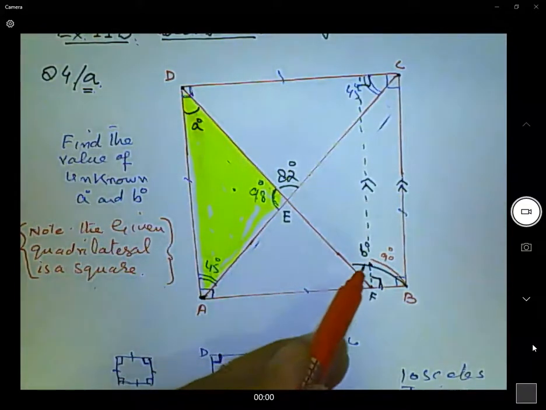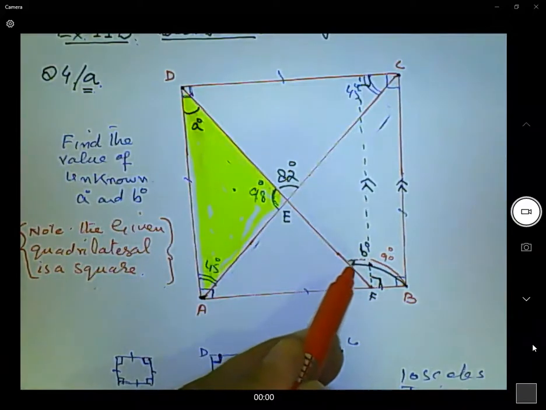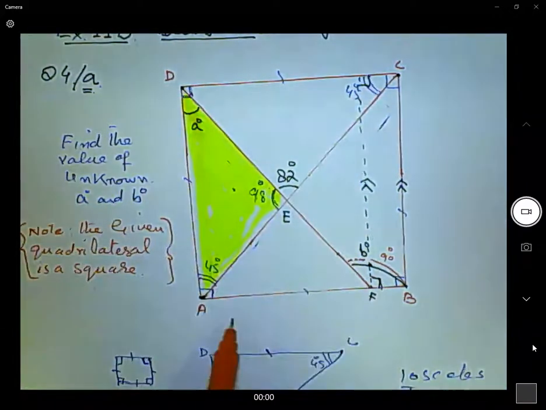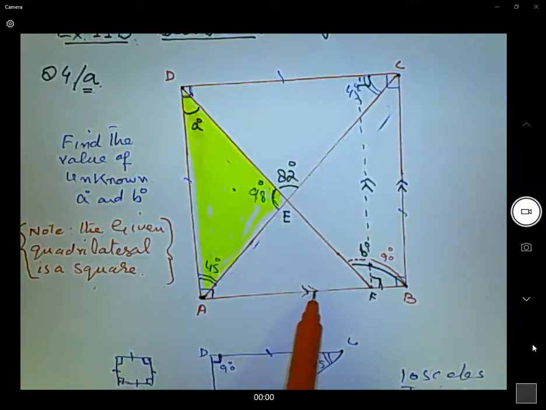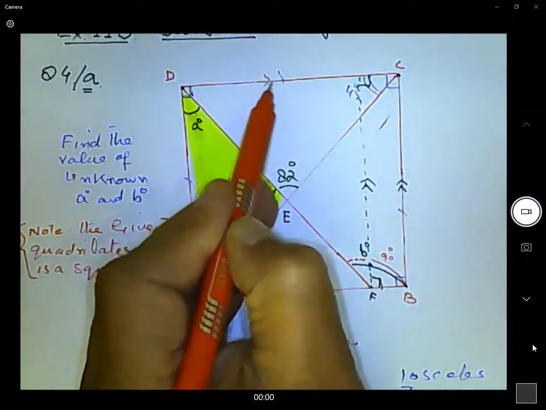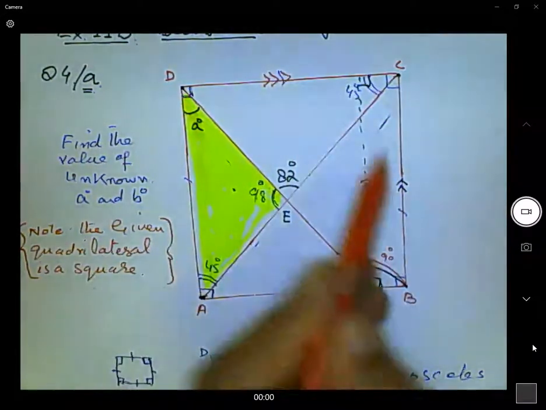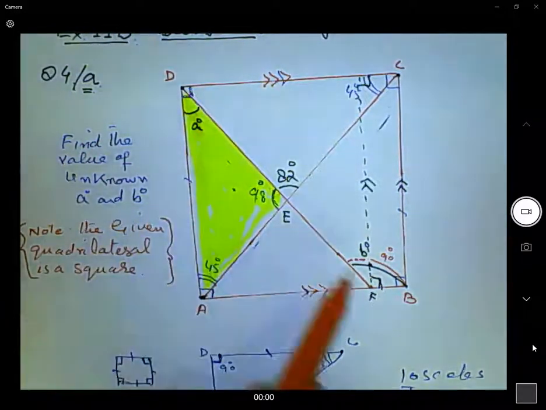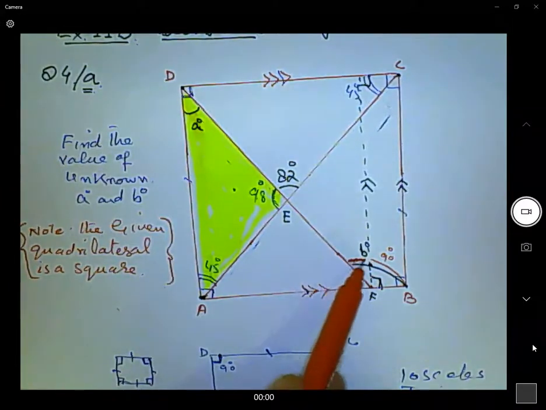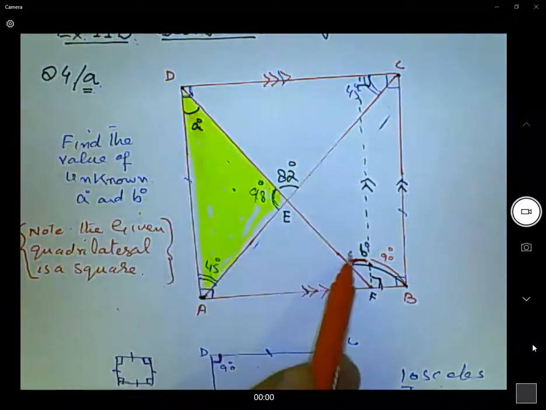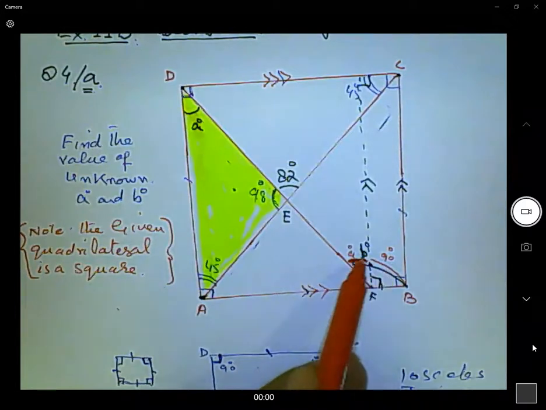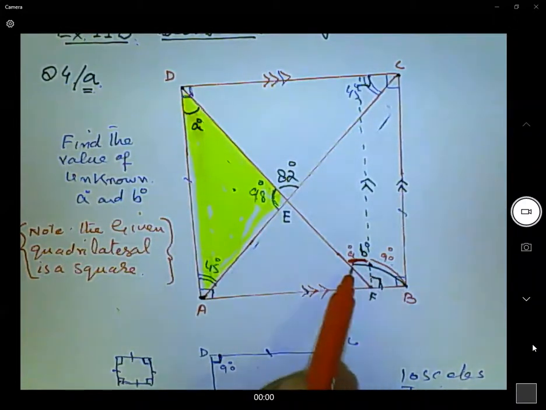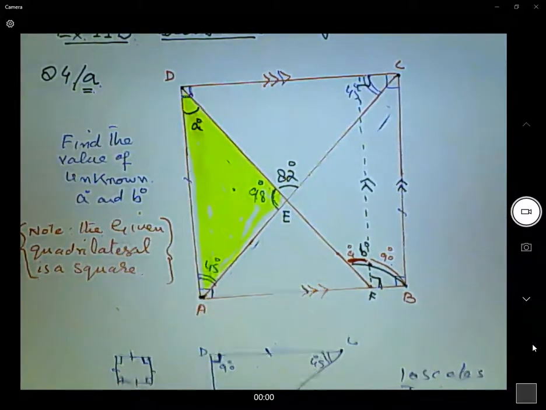But what will be the value of this portion? If you look here, there are two lines. These two lines are parallel to each other because it's a square. So when two parallel lines are cut by a transversal line, then angle A and this angle, up to this point, will be alternate angles. So if it's A, then this will also be A. Now A plus 90 will be equal to B because B is the whole angle. So you can easily find the value of B.